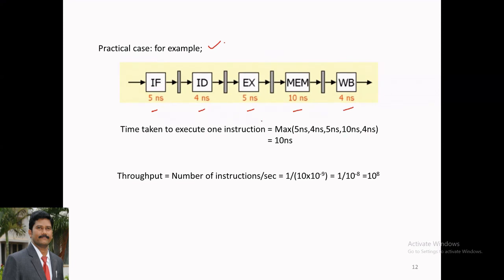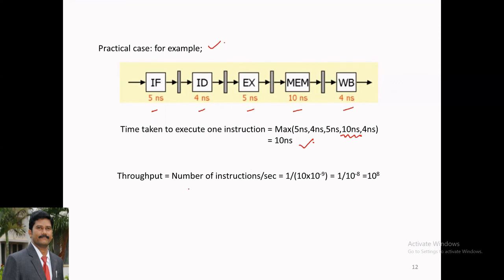Ideally, it will take 1 clock cycle. If 5 stages are there, each stage will execute in 1 clock cycle. In a pipeline processor, to execute one instruction, it will take 1 clock cycle. But here, since the times are given, it will take the maximum of the given times. Here the maximum is 10 nanoseconds. That's why 10 nanoseconds will execute one instruction.